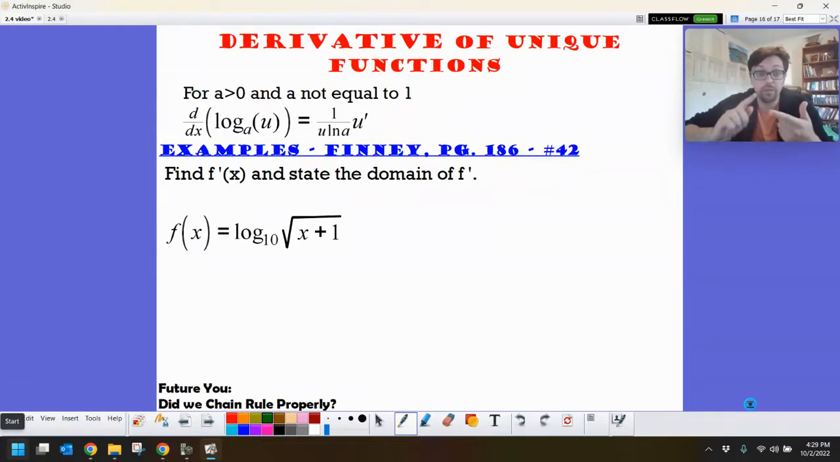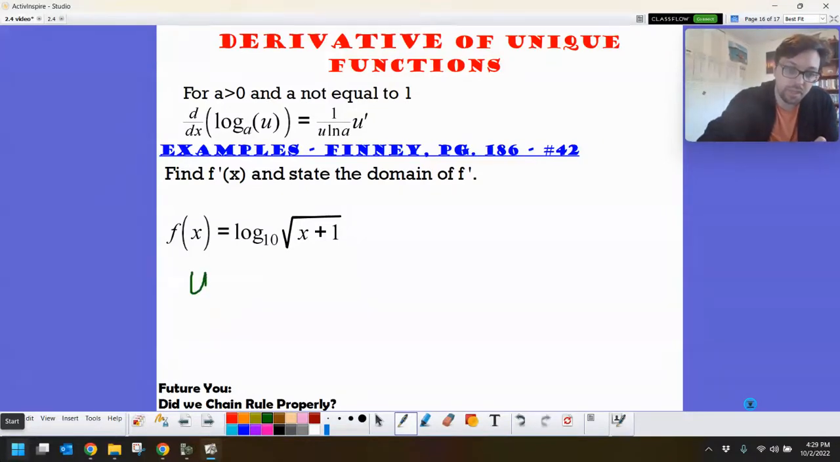Last problem we're going to look at: we've done an e to the x, we've done a number to an x, we've done a natural log. So what about logs with other bases? That requires this function right here. It requires a natural log. So we just need to figure out what's going on with our derivative here. Just plug and chug. Our u is going to be x plus 1. Our u prime is going to be 1.